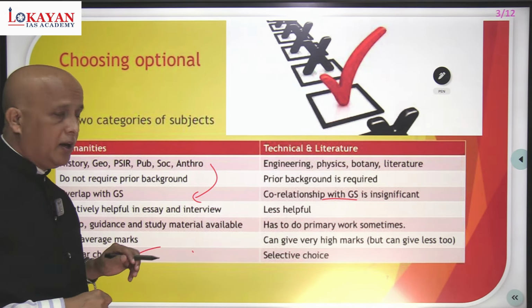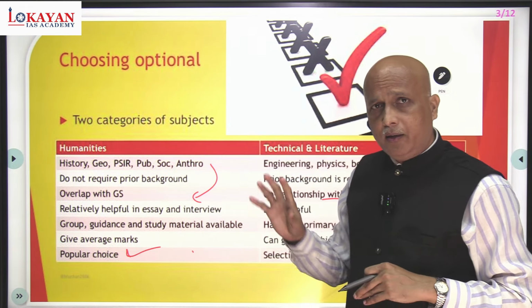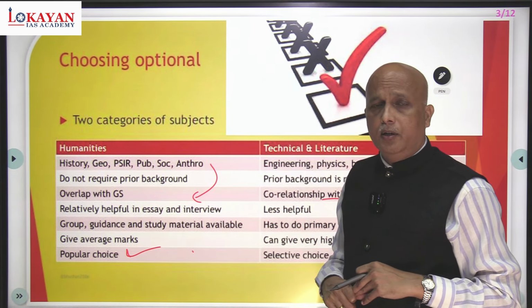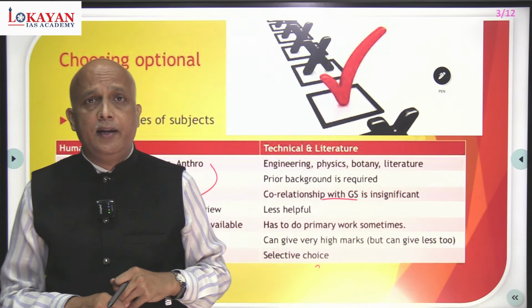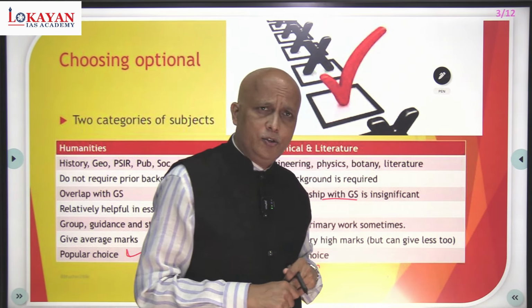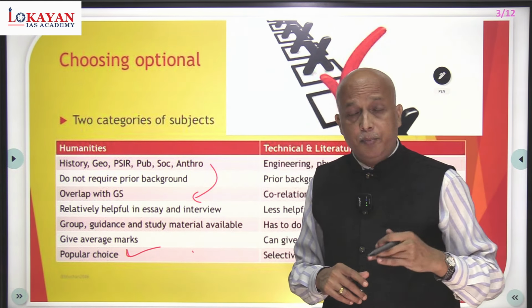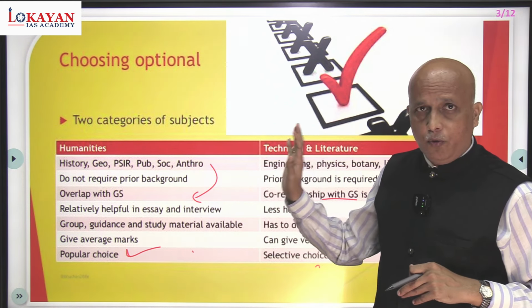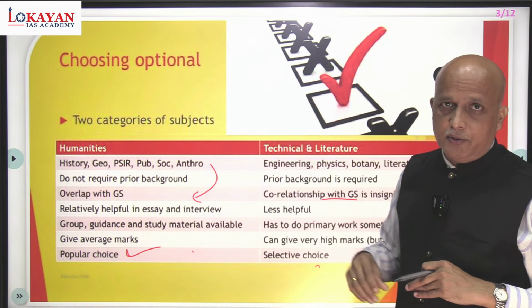These are popular choices. In the last 15 years of the exam, humanities subjects are always popular. Indeed, earlier technical people were not allowed to sit for the exam itself, but it's a selective choice. The topper, Aditya Srivastava, had electrical engineering. That shows that even technical subjects can be taken if confidence is there and one can clear. If confidence is high, then this subject is also a good choice to go for. Otherwise, humanities are the popular choices among the candidates in the civil services.